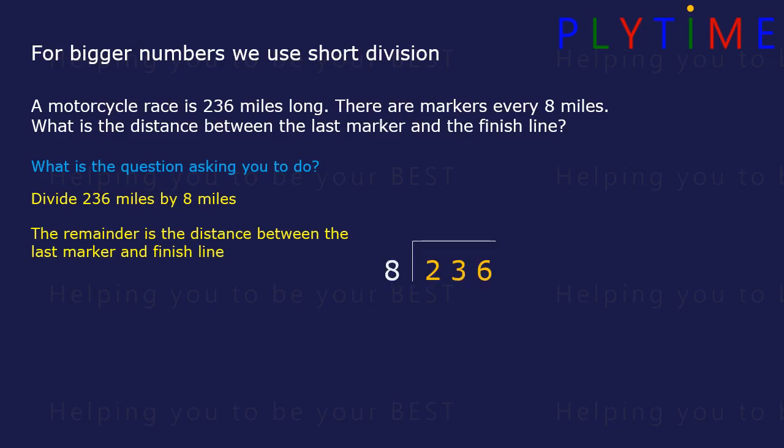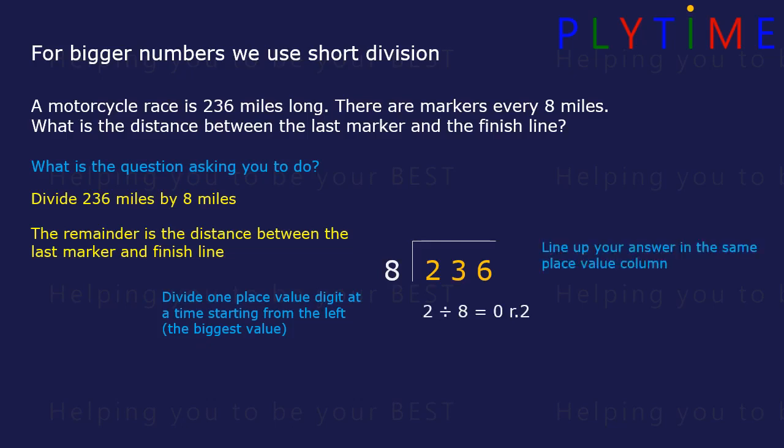So 236 divided by 8. We divide one place value digit at a time, starting from the left, the biggest value. 2 divided by 8 equals 0, and we have a remainder of 2. We line the answers up in the same place value column, 0, and carry the remainder to the next column, the 2. Now we have 23 divided by 8. 2 8s are 16, so the answer's 2 with a remainder of 7 that we carry forward.